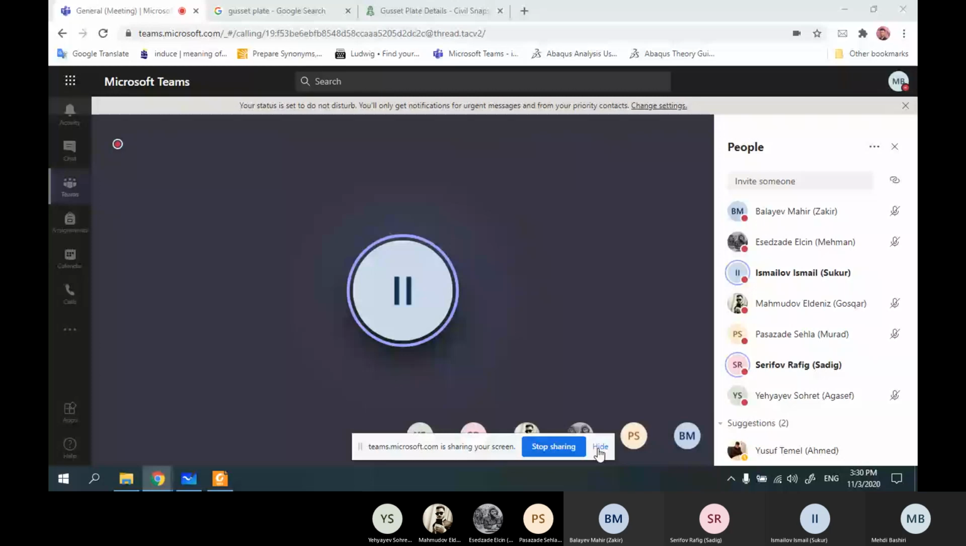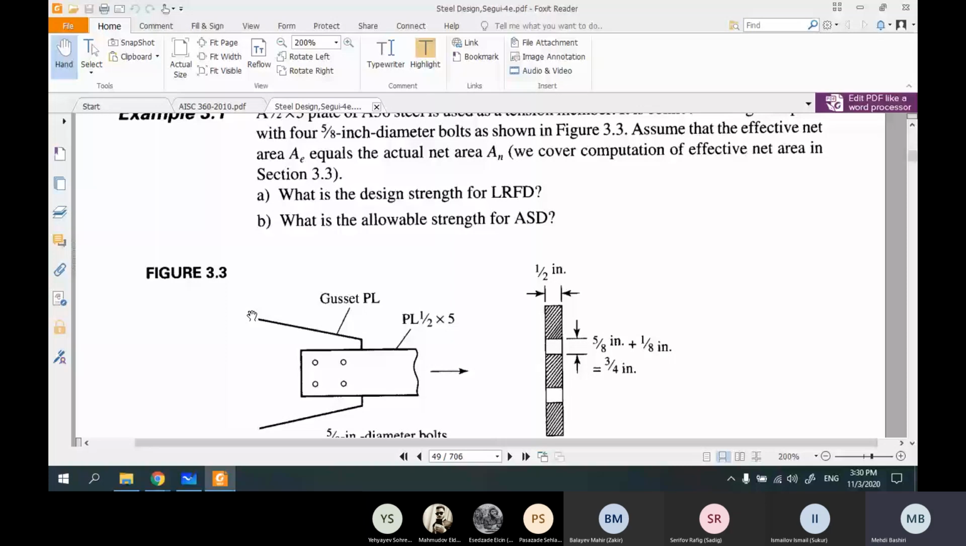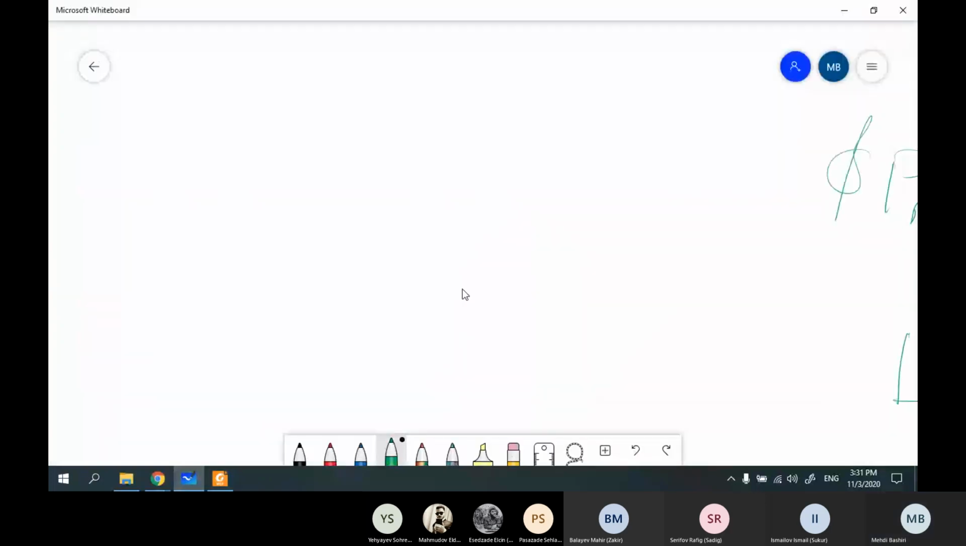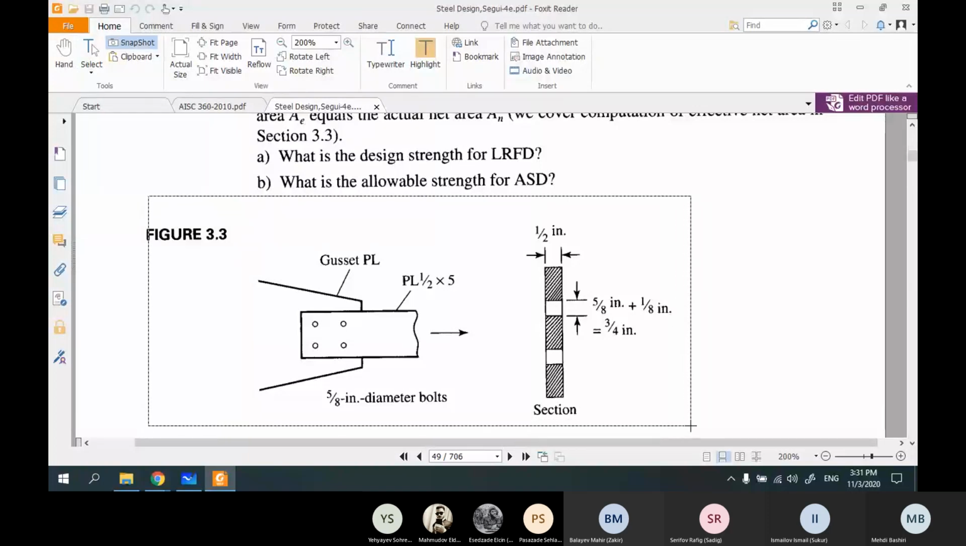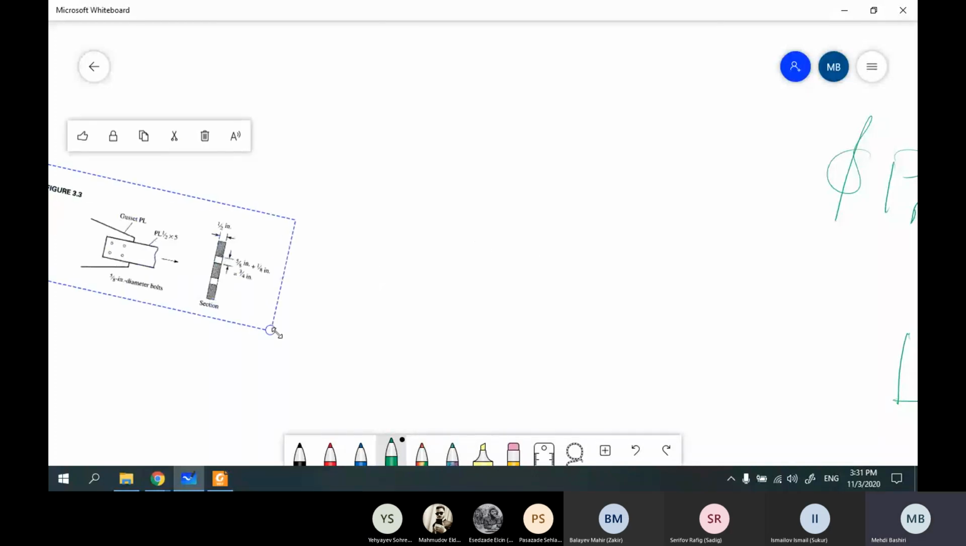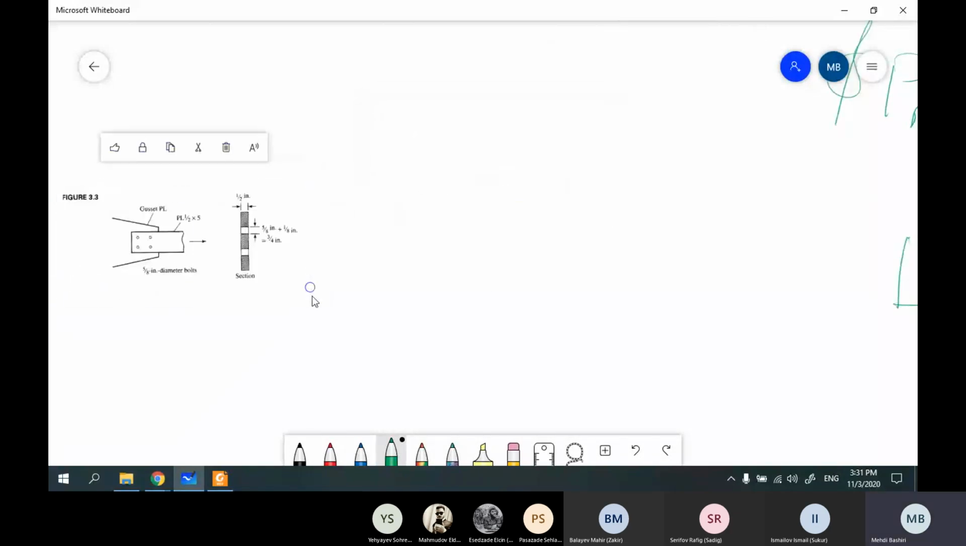Yes, I saw. Okay, I've been talking about this equation, this example. Here you can see that there is a gusset plate. Gusset, PL means plate. Do you know what PL 1/2.5 means? It is the size of the plates. Size of plate. Okay.